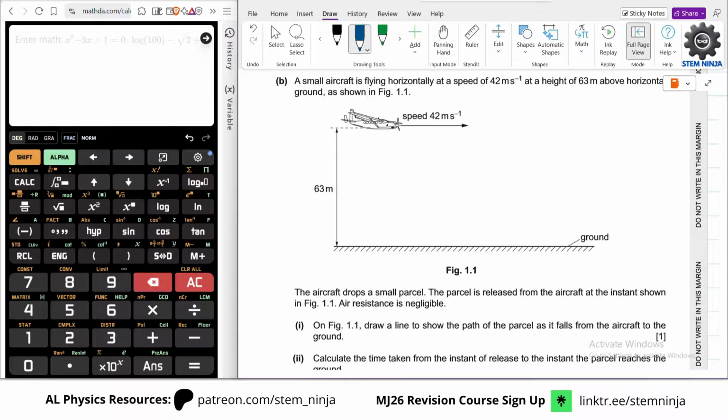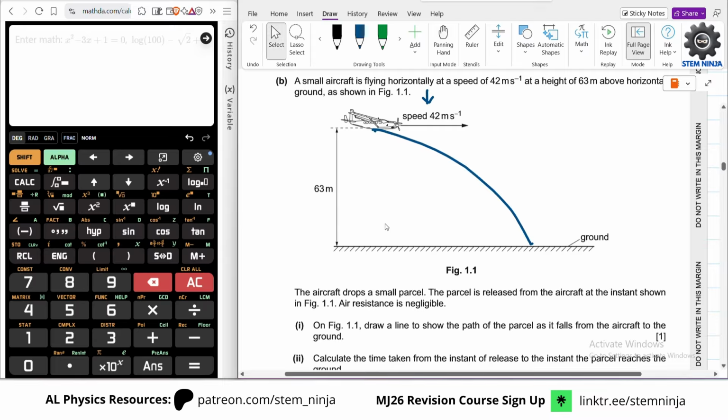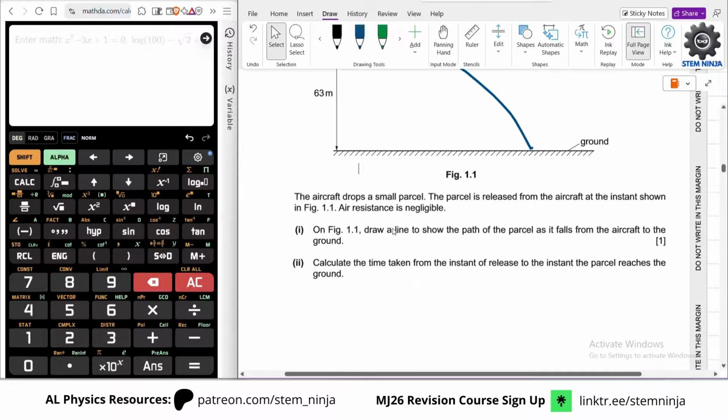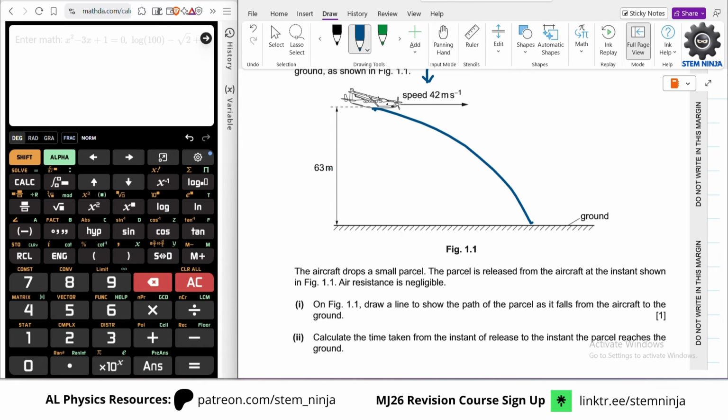So basically this is a projectile motion, so it has some horizontal velocity and it will gain velocity as it moves forward. So it will be somewhat like this. Okay. Calculate the time taken from the instant of release to the instant the parcel reaches the ground. So basically we will consider the vertical displacement.